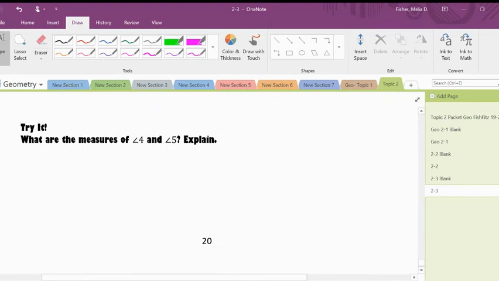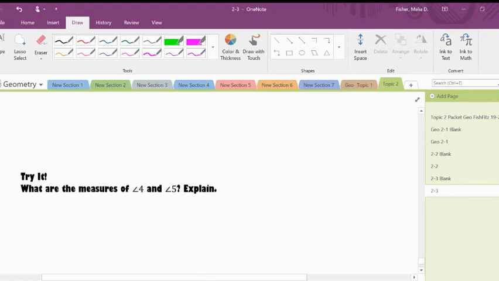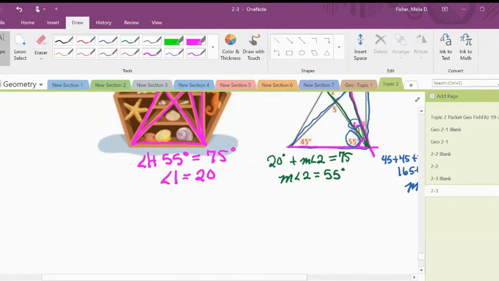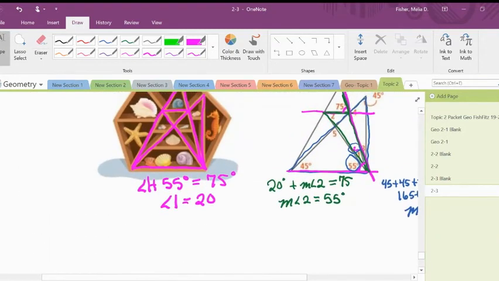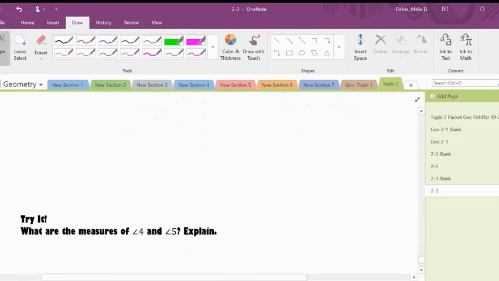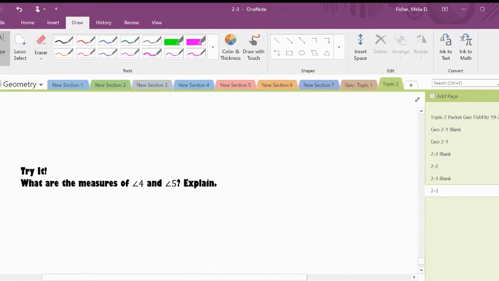The try it is asking you to find the measures of angles 4 and 5 and give some sort of an explanation. So your work could count as that. To find angle 5, I would simply use the triangle angle sum theorem, and you're adding the 45, the 55, and whatever the measure of angle 5 is together. So let's do that one.